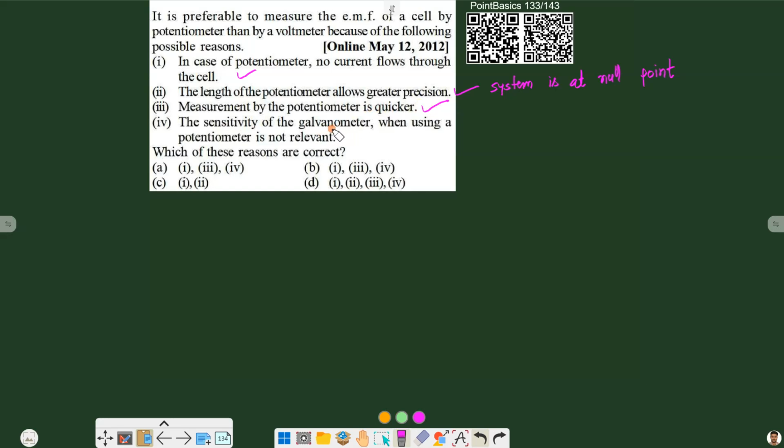And sensitivity of the galvanometer is relevant in case of potentiometer. So this is wrong. Sensitivity of galvanometer is relevant. The more sensitive the galvanometer, the more accurately we can measure the EMF of the cell. So 1, 2, 3 will be right. Now out of these possible options, only option C fits our criteria because it has 1 and 2, because we know 4 is wrong. Option 4 is wrong, so here it is wrong, here it is wrong, so only option C is left for us.